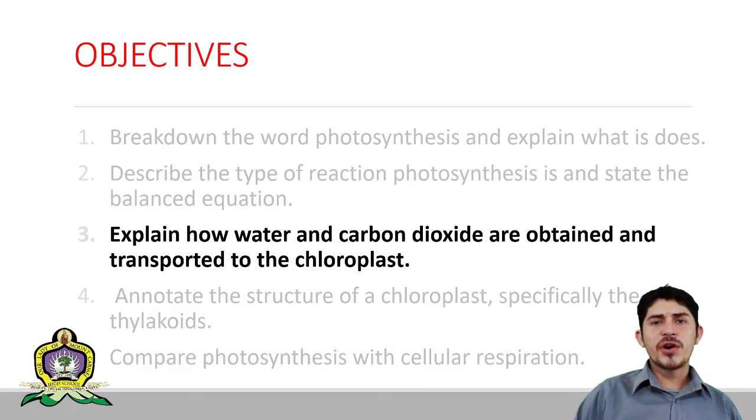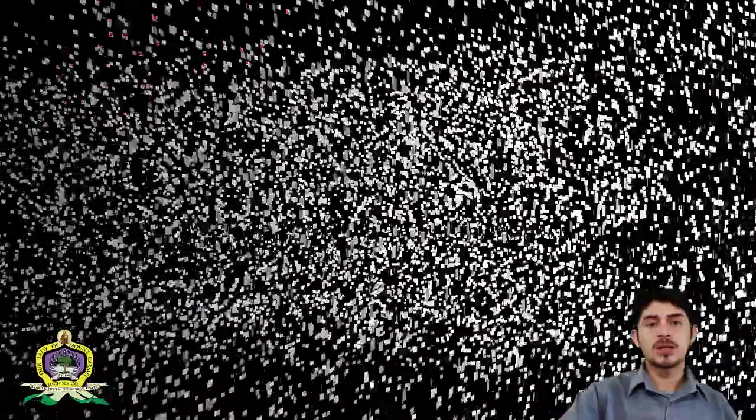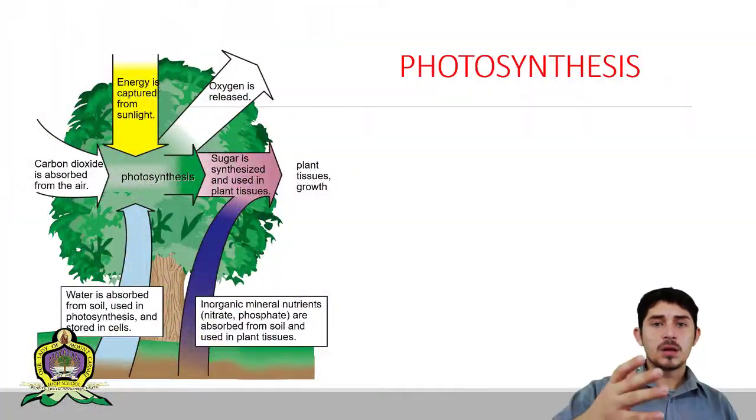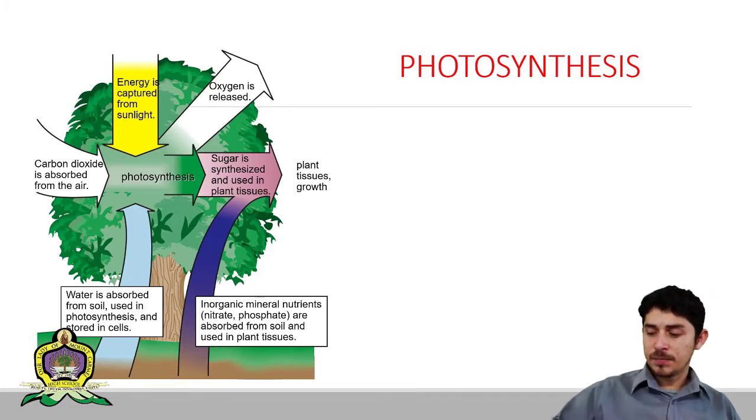Let's go into our third objective. Our third objective is to figure out where water and carbon dioxide come from. Let's look at the diagram. This diagram clearly shows exactly where everything comes from. We see here the energy comes from the sun.